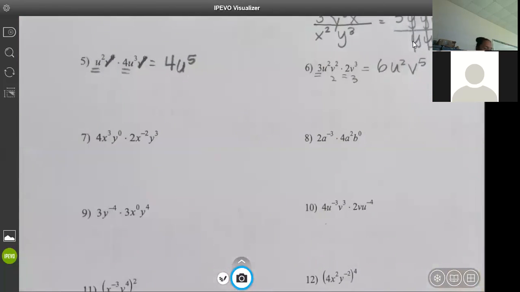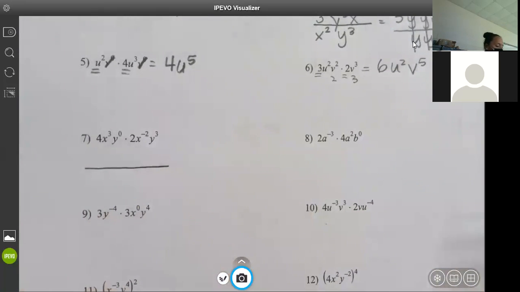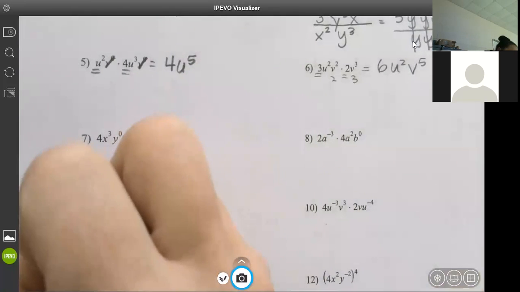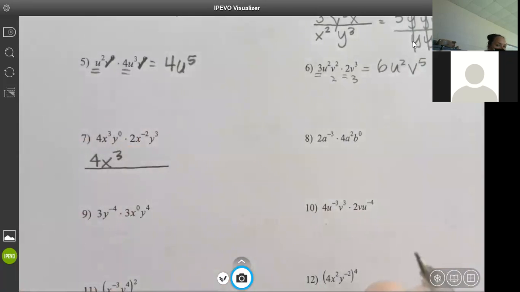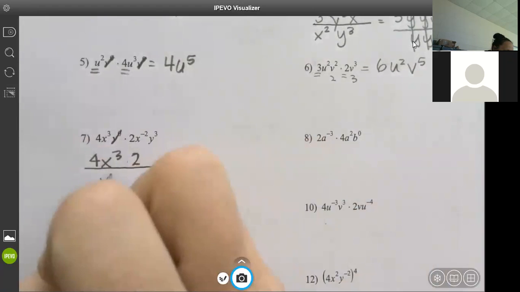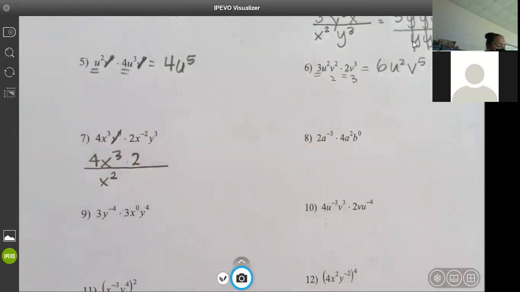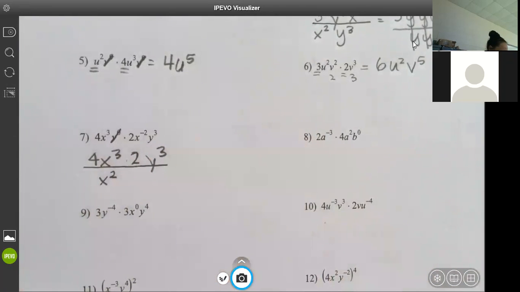We'll get number 7. I'm going to go ahead and make my divide bar. The 4 is fine where it's at. X to the 3rd is positive. It'll stay. What do I do to the 0? Mark it out. The 2 is fine on the top. The x squared has to go to the bottom to make it positive. And y to the 3rd on top. Right.